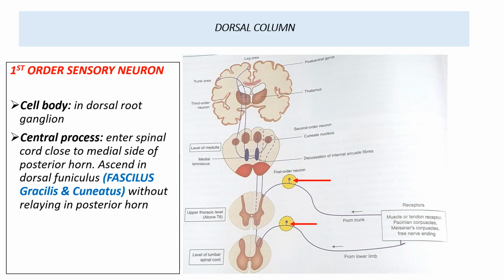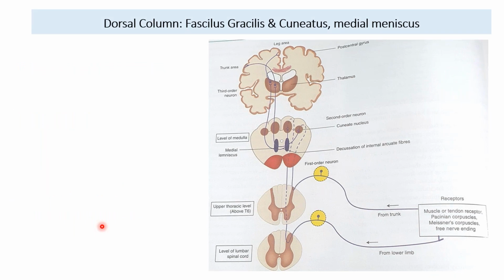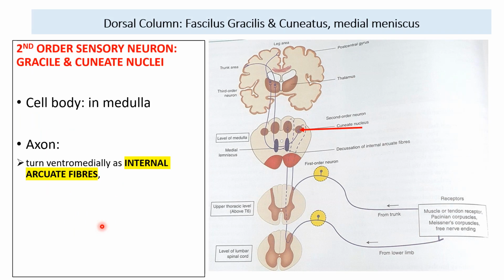So first order we have done. Now where will we reach according to the sensory pathway? We will reach now the second order neuron. Where is the second order neuron? I have told you the second order neuron in a sensory pathway could be at spinal cord level or at the level of the brainstem. In case of the dorsal column, it is lying at the level of the brainstem. Where exactly in the brainstem? The cell body is lying at the level of medulla.